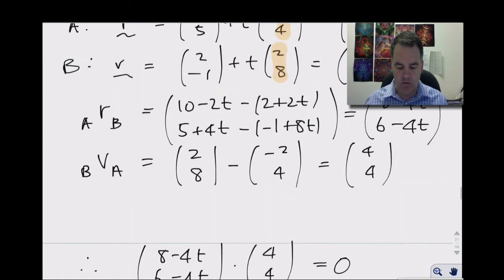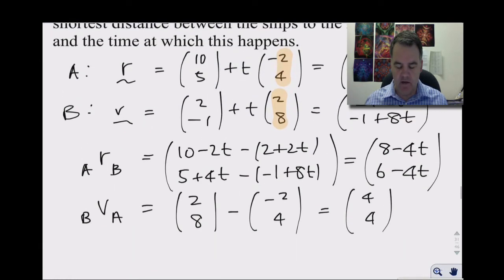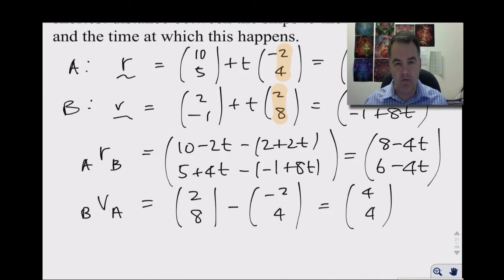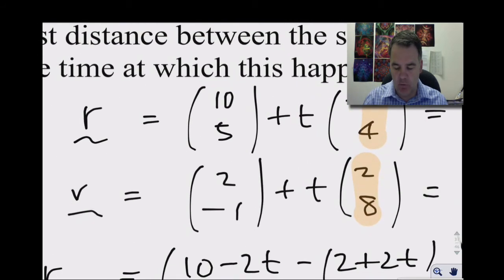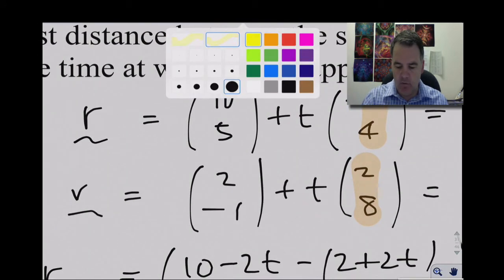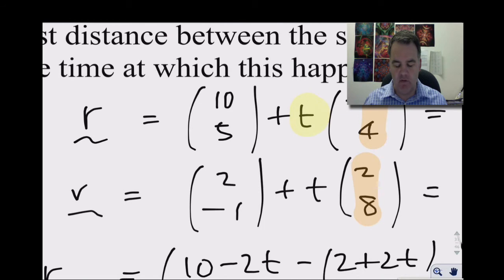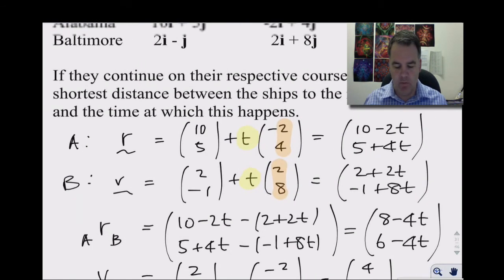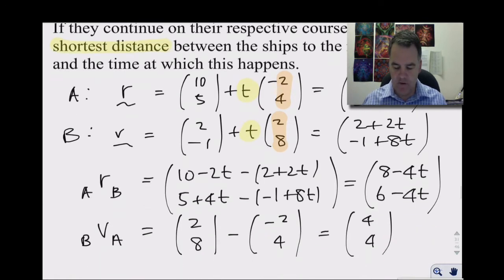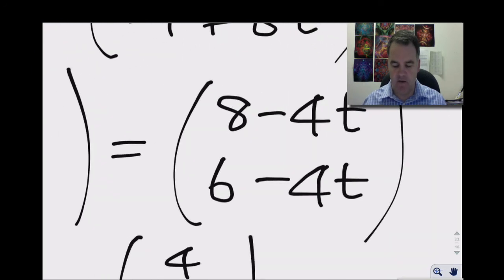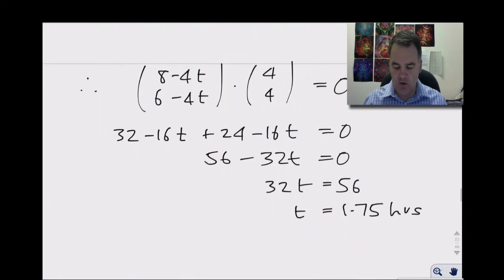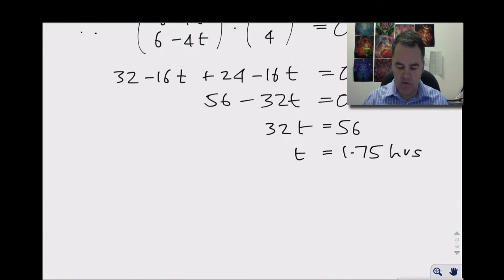I can now go back to either one of A or B and find what the position of A and B are at that time, when t is 1.75. So for example, I could put 1.75 in there, and that would give me the position of ship A, and I could also do the same for B. But what we really want to know is the shortest distance between the ships. So this vector here is telling me the distance between the ships at any time t. That's the vector from A to B. So I want to substitute 1.75 in there.